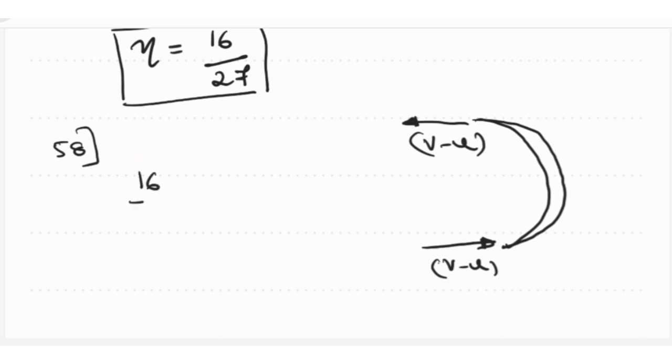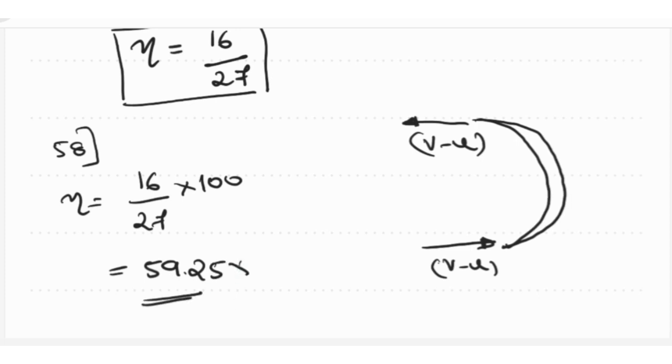So 16 by 27 into 100, if you solve it, eta is equal to nearly 15.25 percentage. So that is what they have asked in the 58th question. So small changes you can make in the figure, and you can do the same solution without any changes, and at the end you will get 16 by 27. 16 by 27 is equal to 59.25. So that is nearly equal to 60 percentage.